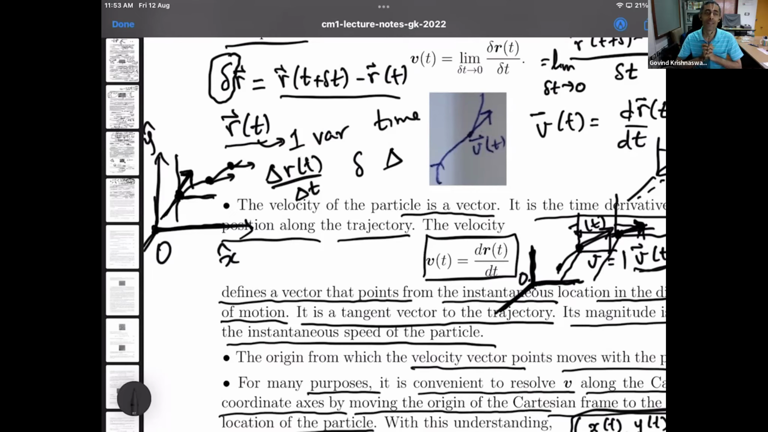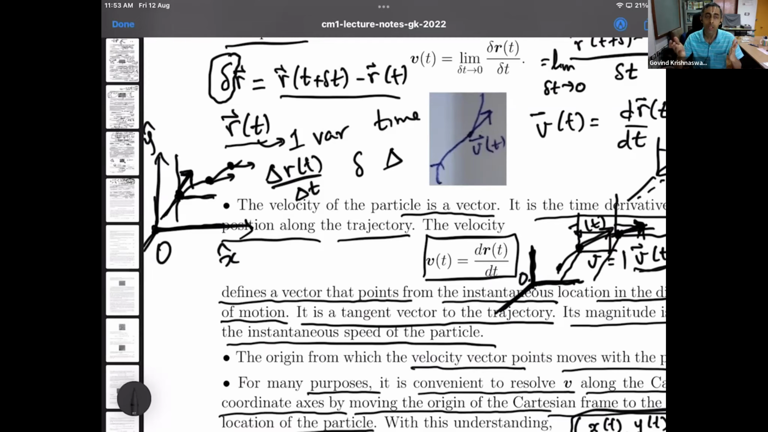We now believe that we would like to view the acceleration vector as emanating from the current location of the particle. Let me give you a deeper physical reason for this, and this goes back to Newton's second law, which relates the acceleration of the particle to the force acting on the particle.